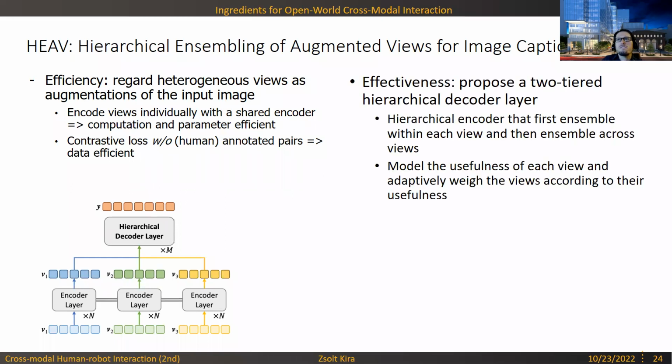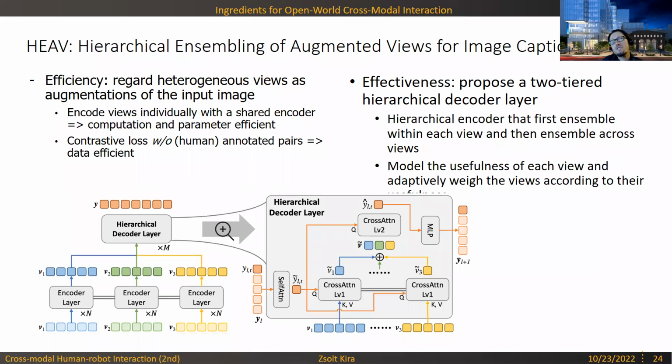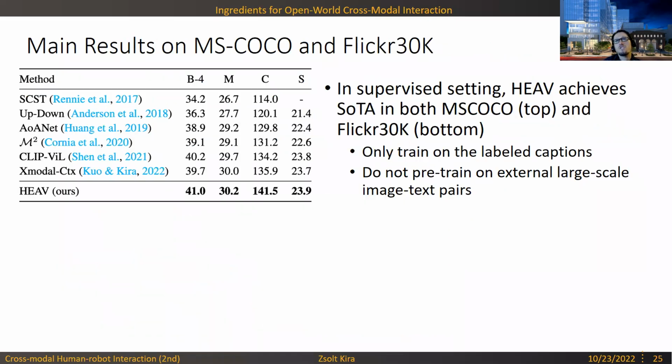We can also increase our effectiveness, again, using a two-tiered hierarchical architecture. First, we'll ensemble within the views, and then we'll ensemble across the views. And so we have this hierarchical cross-attention. So, level 1 cross-attention and level 2 cross-attention, which does this aggregation within the views and then across the views. And again, the key thing is that across this design, we can get both efficiency, data efficiency and computation efficiency, but also effectiveness. That is, we're really leveraging the additional information as much as possible.